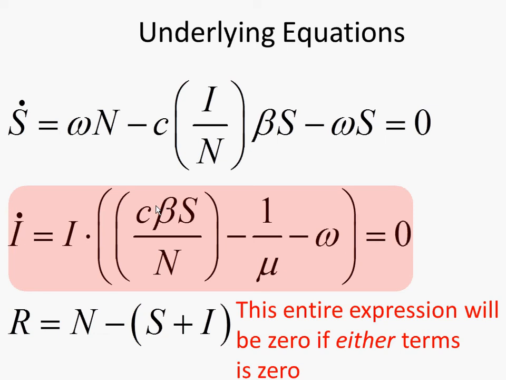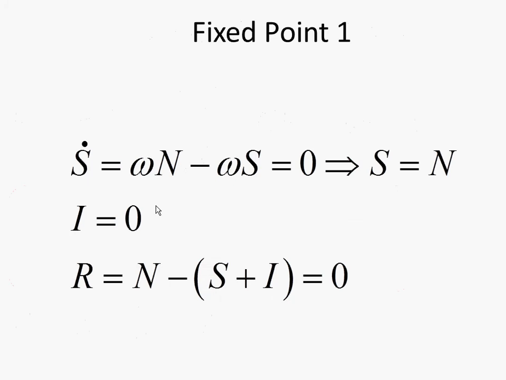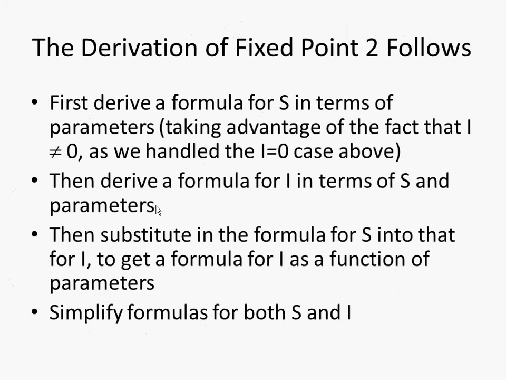Now, if we say, okay, now we want to deal with this case where I is not 0, then this term here has got to be 0. So we're going to go through that step, the derivation of fixed point 2. We're going to take advantage of the fact that I is non-zero. We already handled the I equals 0 case. We're going to derive a formula for I in terms of S and various parameters. And actually, first we're going to derive a formula for S in terms of parameters, and then derive a formula for I in terms of S. Then substitute this first one into that one so that we get a formula for I as a function of parameters, and then we're going to simplify the formulas.